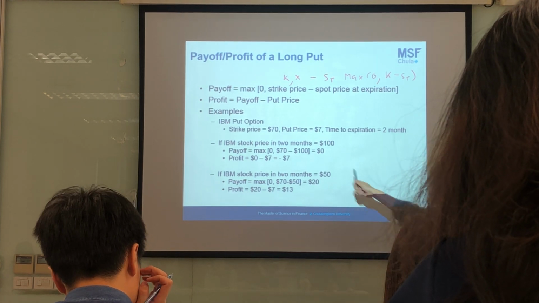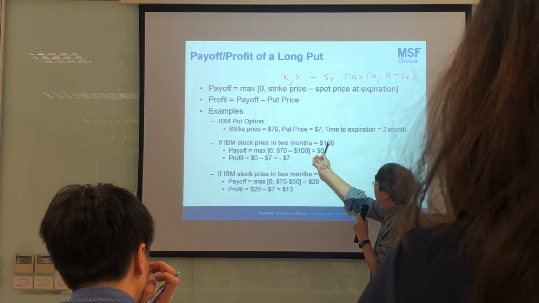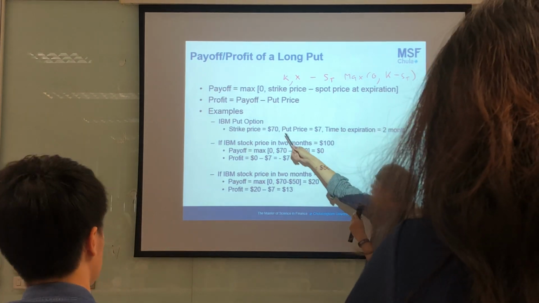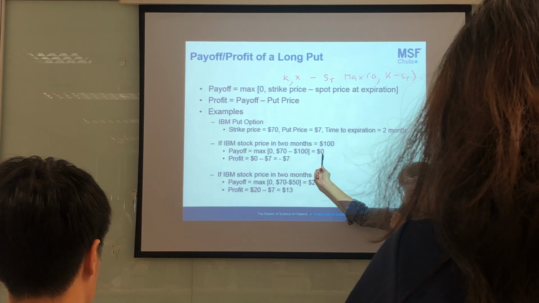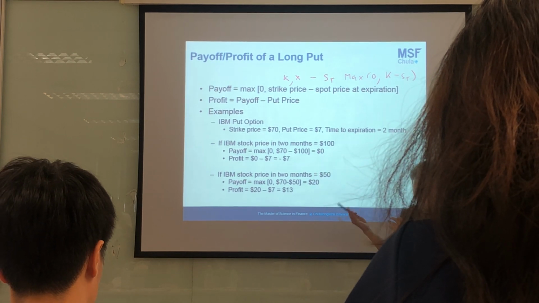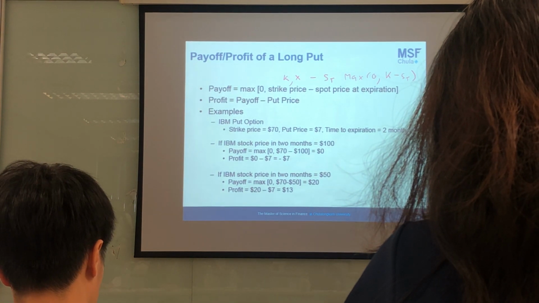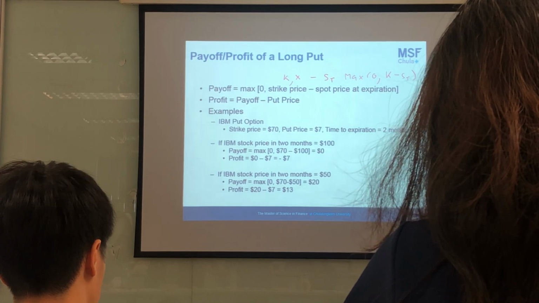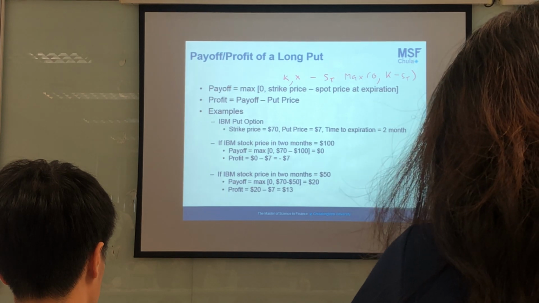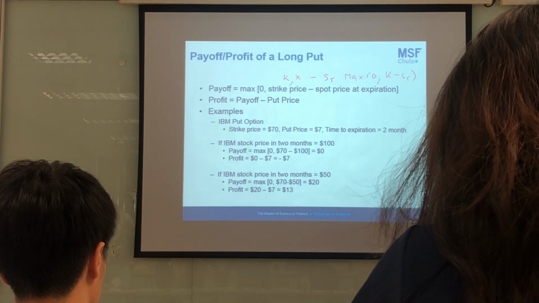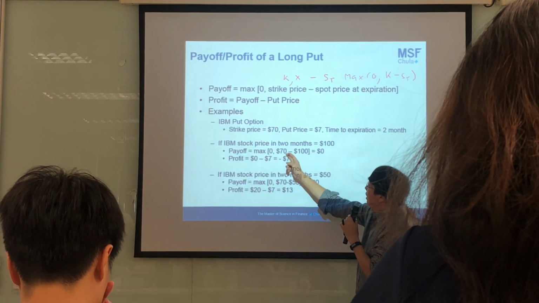So you can see that when the current stock price is greater than the exercise price, the value of the put equals 0. Why? If you exercise the option, you can sell IBM stock at only $70, but in the market right now you can sell it at 100. So you should sell in the market rather than using this put option. And the profit is just equal to the premium, the put price.